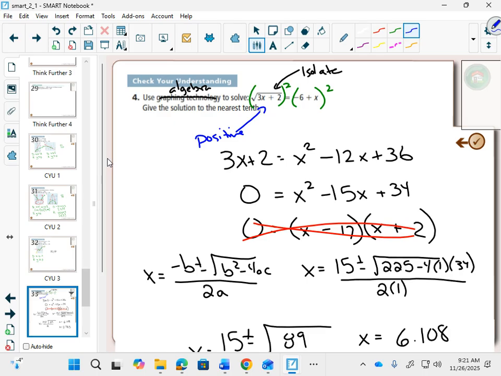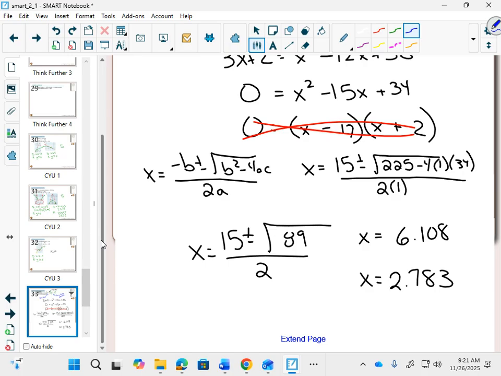Well, both my answers seem to be okay plugging them in. They both will be positive. On the right-hand side, if this has to be positive, this has to be positive. Does that make sense? If they're going to be equal? But if I plug in the 2.78, it's negative on the right-hand side. This is going to be an extraneous root. And the only answer is the 6.108.